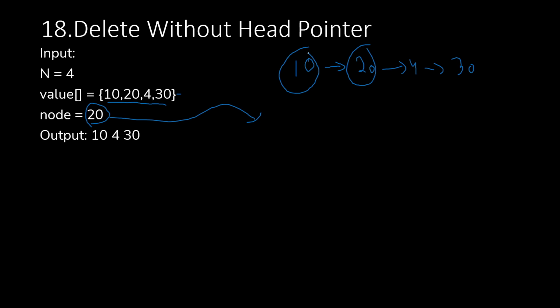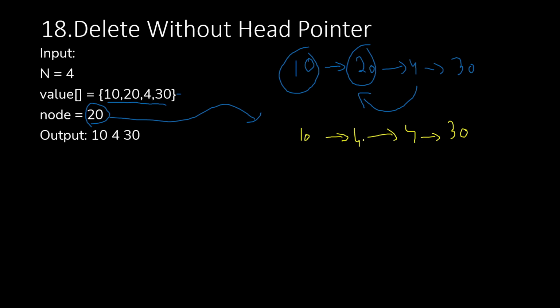So what we can do in this situation is just copy the next element. The next element is 4. We have to copy this to this one. Let's take another color to represent it. After copying, we get a new linked list that will be 10, 4, again 4 and 30. The benefit of copying the data is we don't need to use the head pointer.